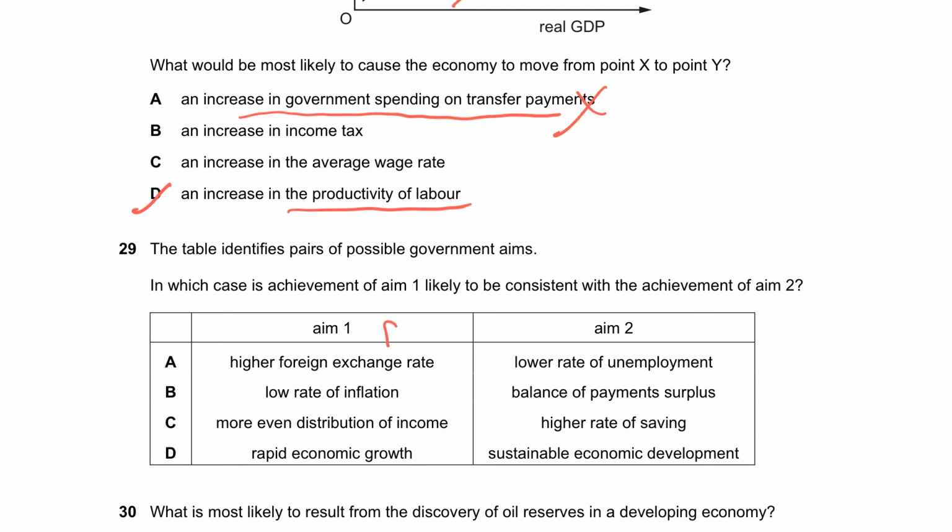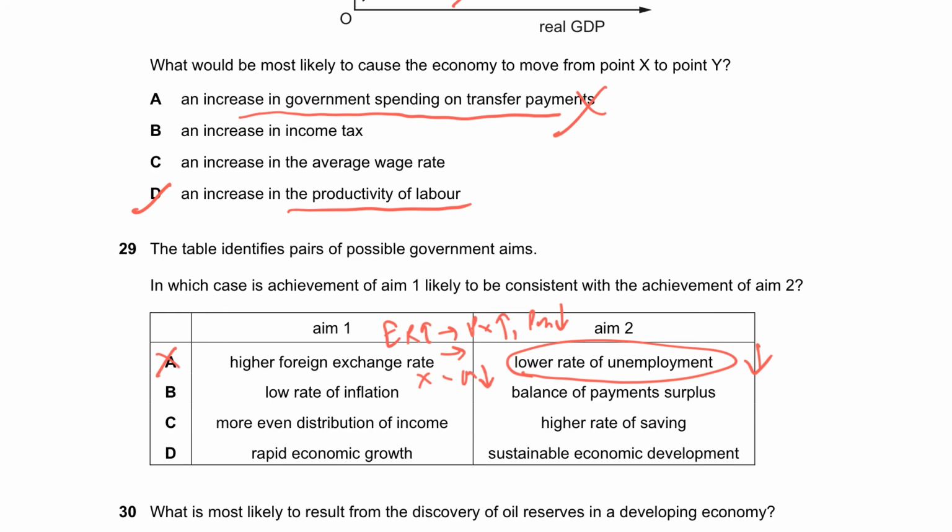So if the exchange rate goes up, we know exports become expensive, imports become cheaper, and that will make my X minus M fall. And that means unemployment will actually go up rather than going down. So A can't be true. If you want a lower rate of unemployment, normally you need to make the exchange rate fall.